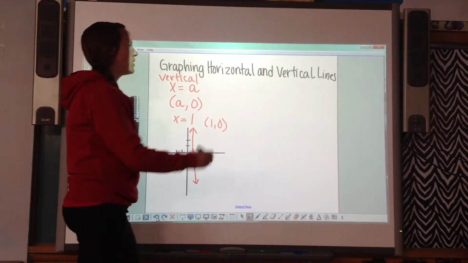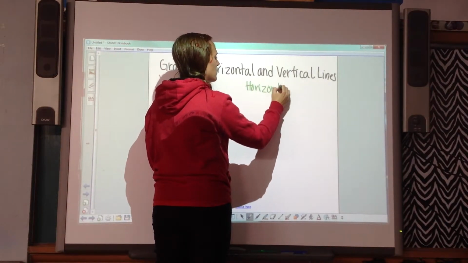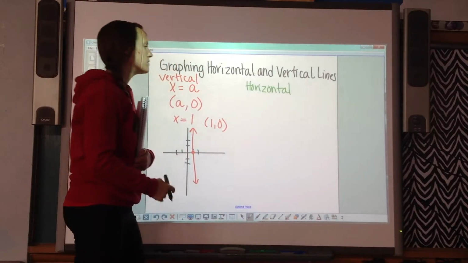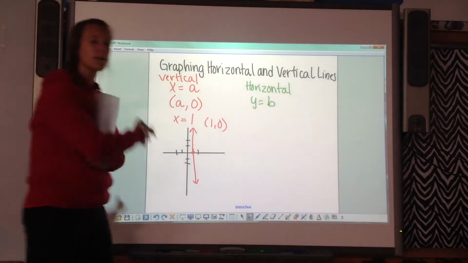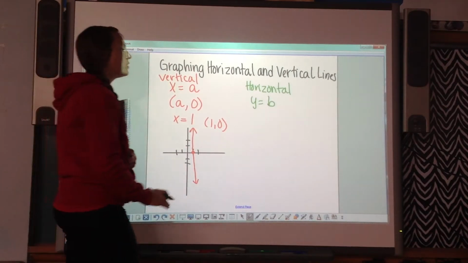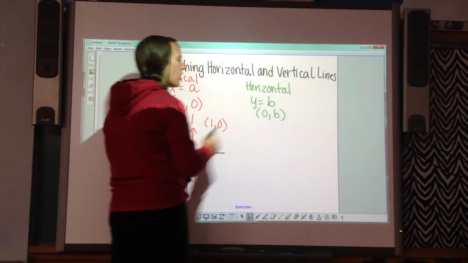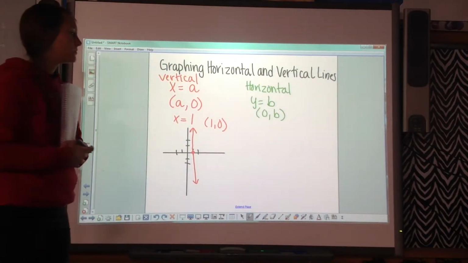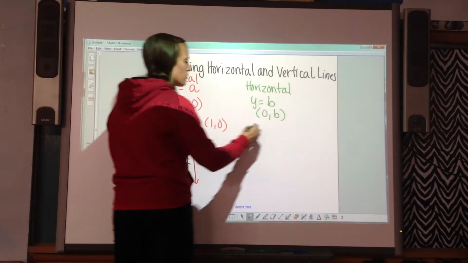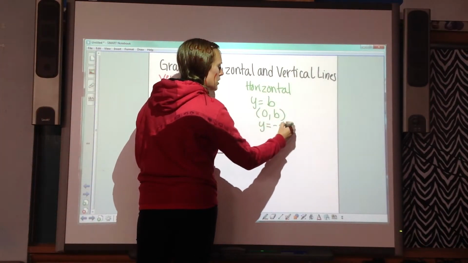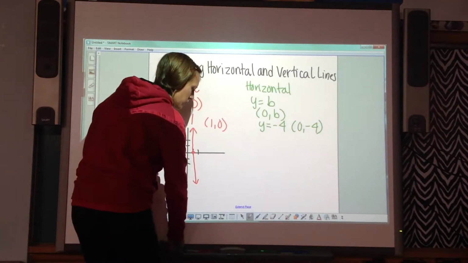Okay, so let's say you have a horizontal line. Instead of x equals a number, you're going to have y equals a number. I'm going to use b. It can be any integer. So when you're graphing, you're thinking, because this is y, 0, and then whatever that number is. So for example, let's say you have y equals -4. You are thinking, when you graph, 0, -4.